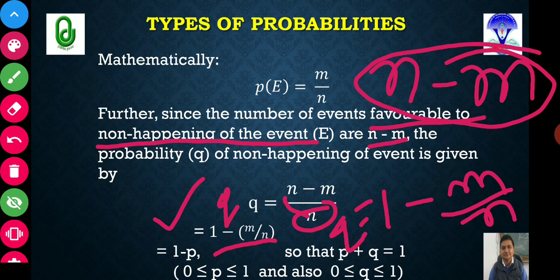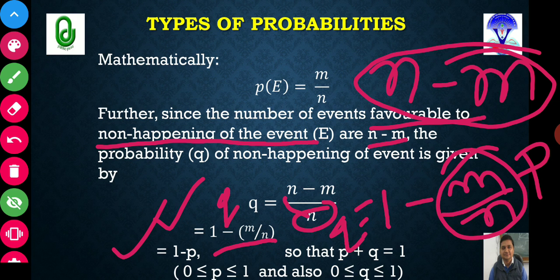Or you can say this is equal to 1 minus P. So P plus Q is equal to 1. That means the happening of the event and the non-happening of the event together will come to 1. We have already discussed this in the first portion also.